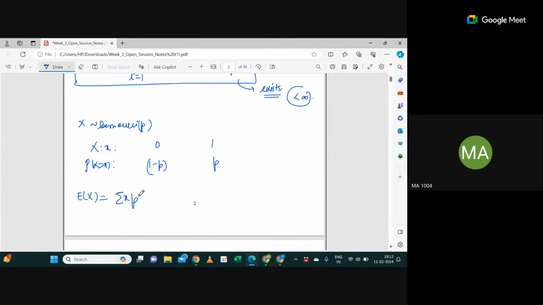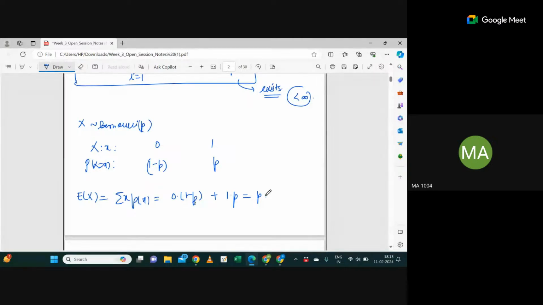So as per the definition of the expectation of X, what do I have to do? Summation of x into P(x), right? So it should be 0 into 1 minus P plus 1 into P. So this should be P. Yes or no? Yes, sir. This is the simplest example to calculate the expectation.